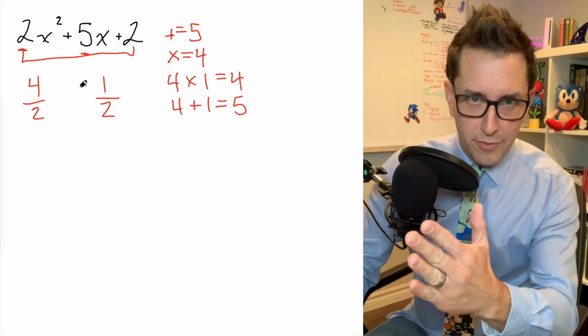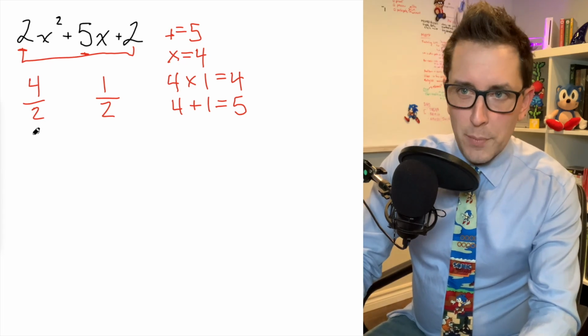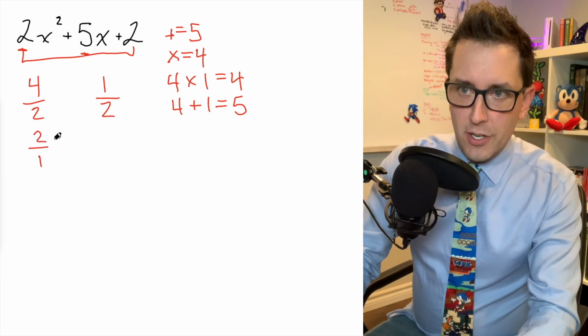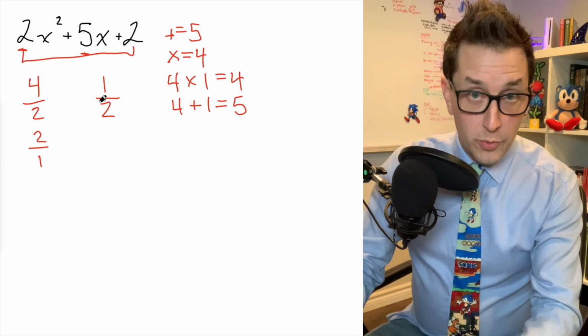Okay, so we're going to take our fractions and we're going to reduce them to lowest terms. So 4 over 2, that's just the same as 2. But I need a fraction here, so I'm going to call it 2 over 1. Okay, I've reduced it to lowest terms. 1 over 2 is reduced to lowest terms already.